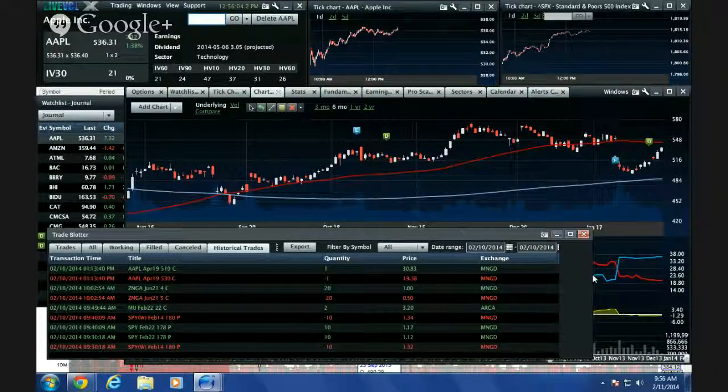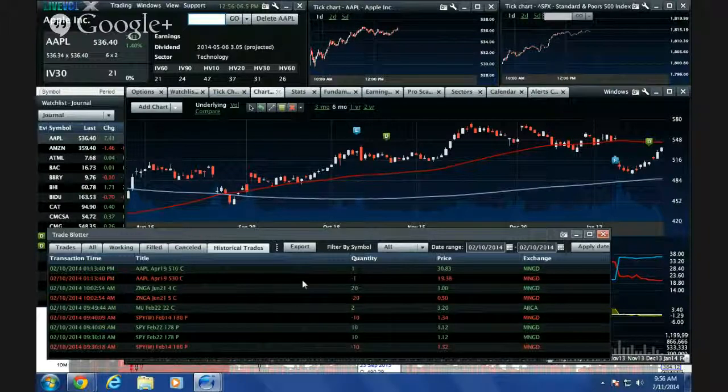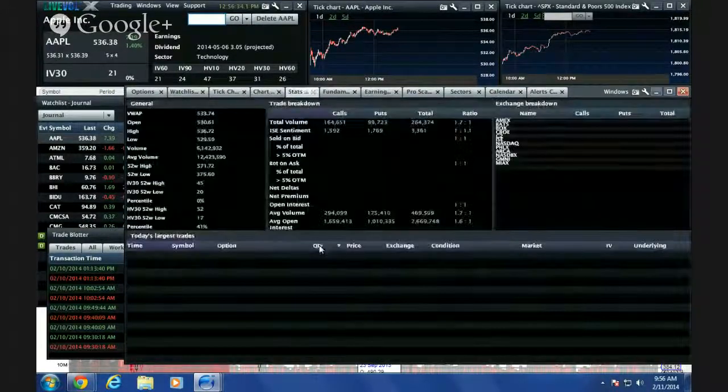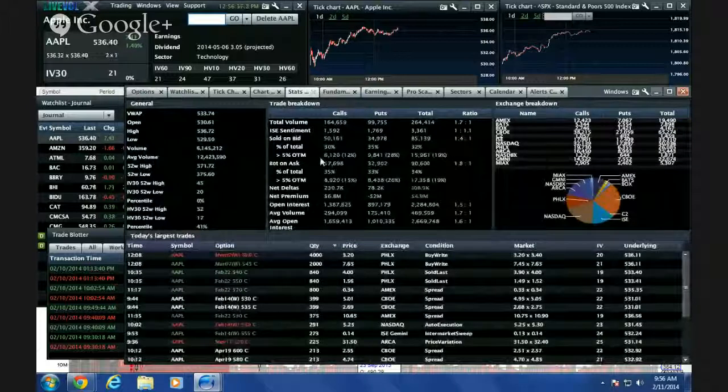Yesterday I was talking about the Apple trade, 510, 530. You can see that I got filled on this call spread for I think 11.50. I bought this call spread for a couple of reasons. One, I was looking at the order flow of Apple, and it was extremely bullish. It was there for the last couple of days.